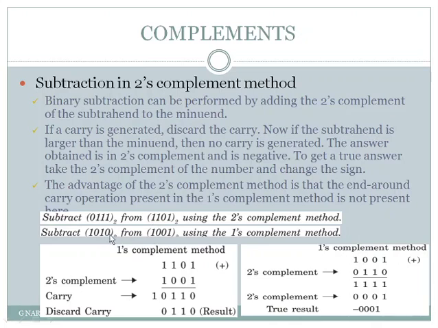So since we are doing subtraction in the two's complement method, take the two's complement of the subtrahend, that is 1010. The two's complement becomes 0110. Now add this two's complement to the minuend. So this results in 1 plus 0 is 1, 0 plus 1 is 1, 0 plus 1 is 1, 1 plus 0 is 1. And you can see that there is no carry generated.